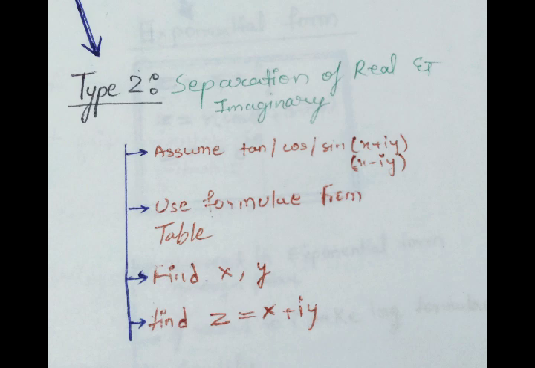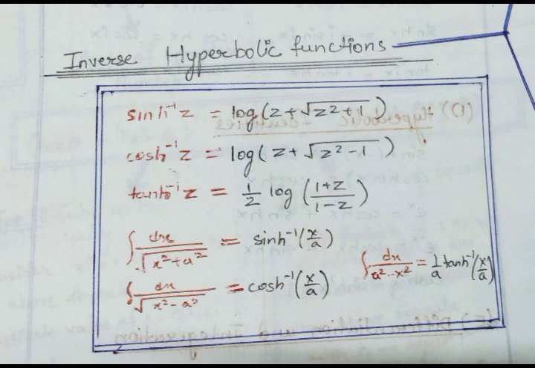Now, the formulas are: sin hyperbolic inverse z is equal to log of z plus under root z square plus 1. Cos hyperbolic inverse z is equal to log of z plus under root z square minus 1. Tan hyperbolic inverse z is equal to 1 upon 2 log of (1 plus z) upon (1 minus z).